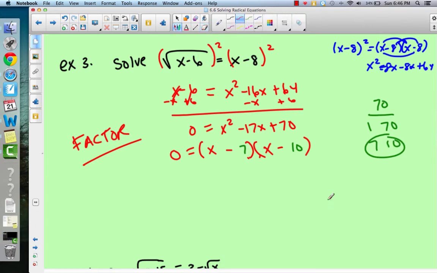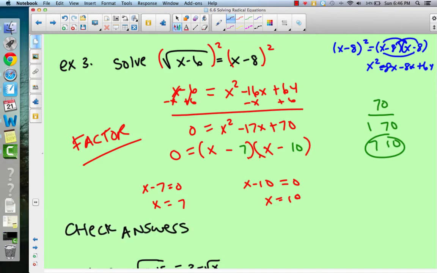And then the very last step would of course be to solve. So I'm going to set each of these equal to 0. So x minus 7 equals 0, and then x minus 10 equals 0. And I would just solve for both of those. So over here I get x equals 7, and then x equals 10. So what you notice is that you have two answers now, and you want to make sure that both of those work. So please check your answers.